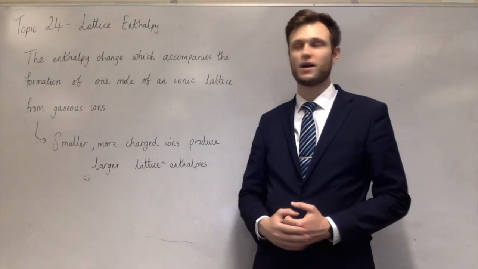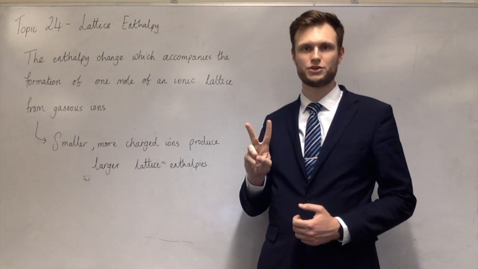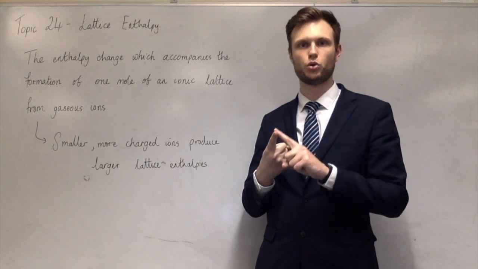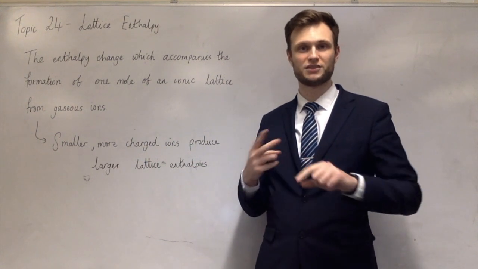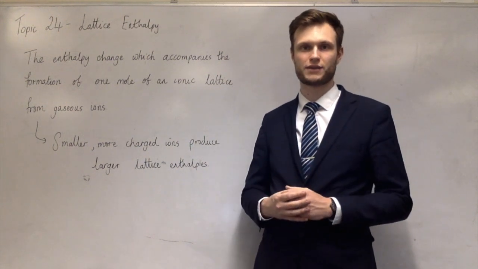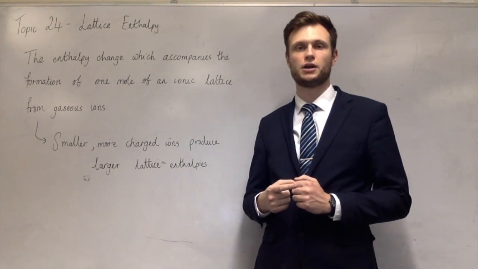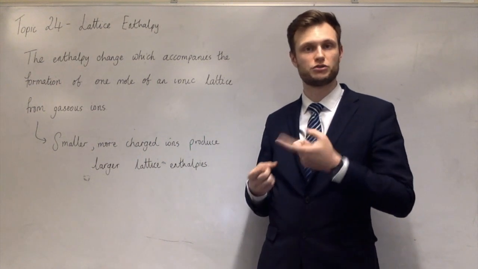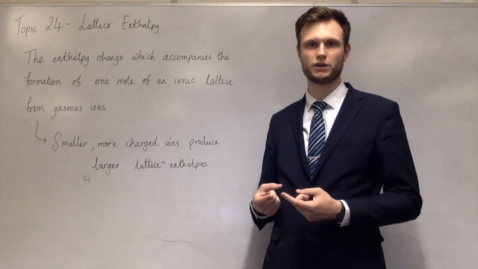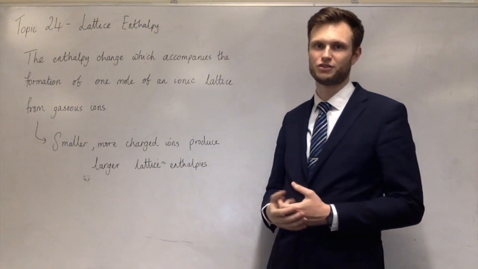And we need to talk about the ways in which you calculate lattice enthalpy. There's two major ways. The first one I'm going to call Born-Haber cycles. And the second one is an enthalpy cycle, which uses dissolving in water as a way of calculating it. I'll go through them one at a time, starting with Born-Haber cycles. Throughout these explanations, I'm going to use one example, and that's calcium chloride. I'm going to show you the two different ways of calculating the lattice enthalpy for calcium chloride.